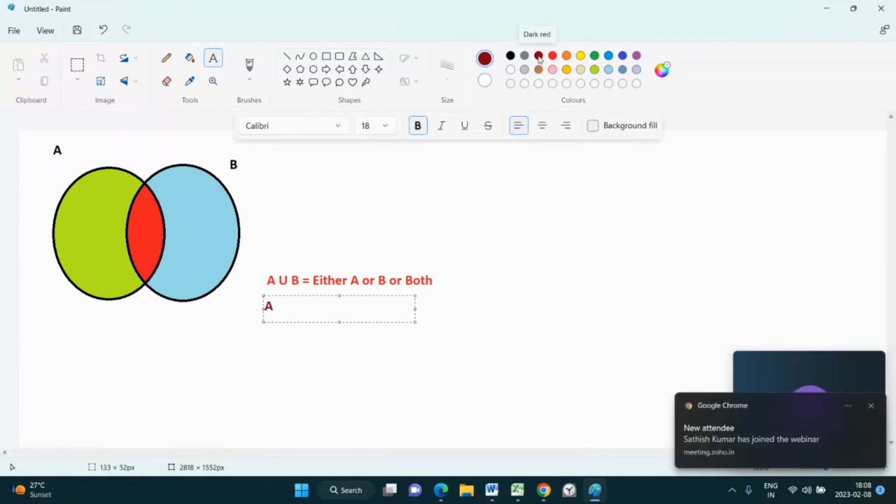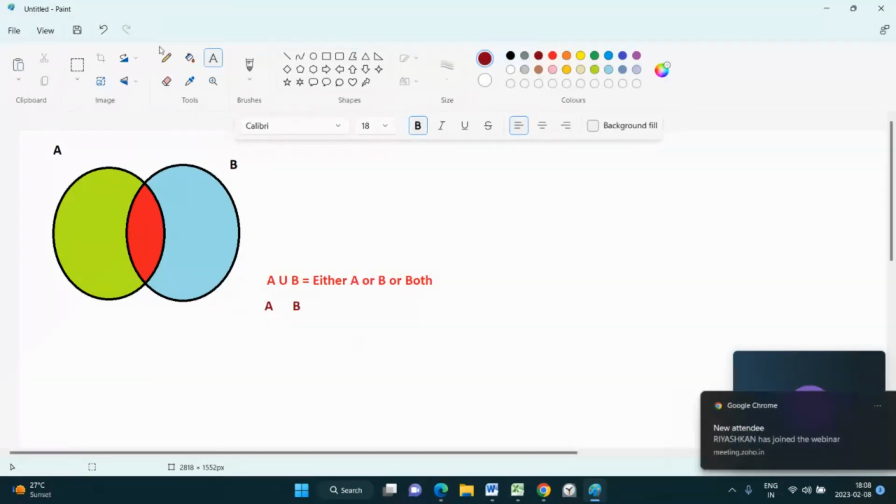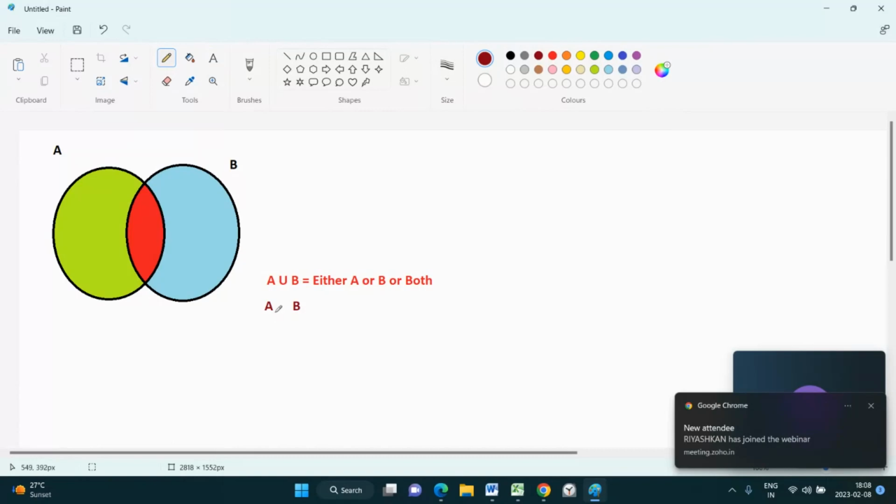A is B. I want to do intersection in between. What I will do is, I will write like this. Do you see this intersection here? Now tell me, what is A intersection B?